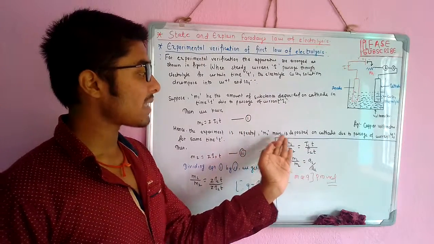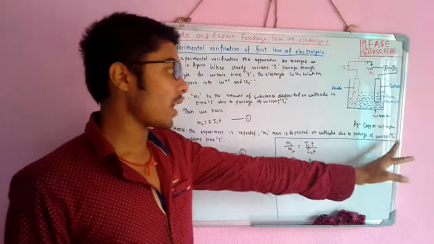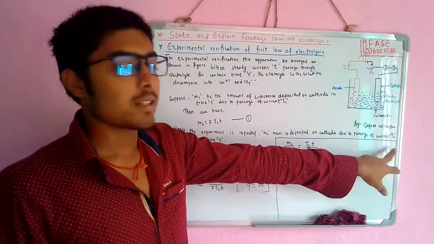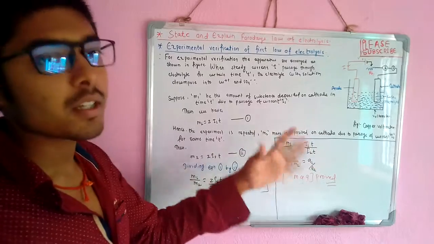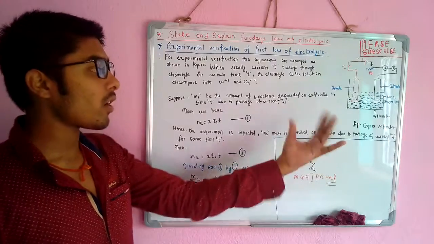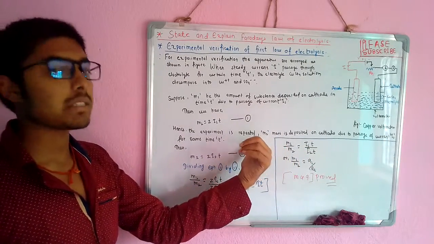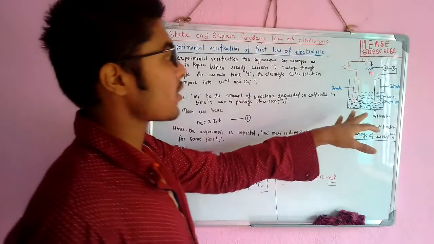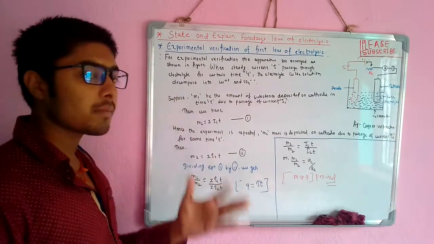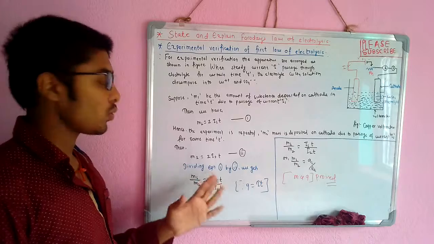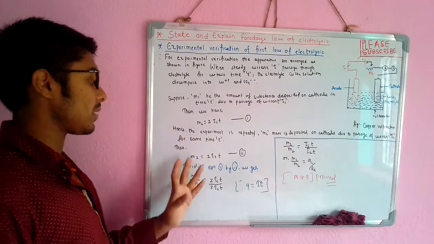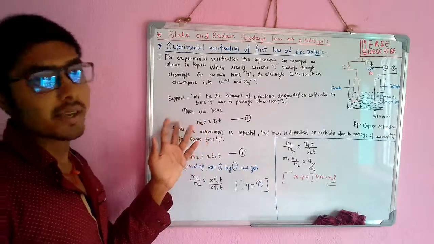Now mass M2 is deposited on the cathode due to the passage of current I2. We have just changed the current. Here it was I1 and there it is I2. The amount of current passing is changed. The time is almost the same, and when the current is changed, the mass is changed. That's why M2 mass is deposited on the cathode. And then from the same first law, M2 equals ZI2t. As t is the same, I1 and I2 are different, Z is a constant which will be the same, and the mass deposited is different. That's why here is M1 and here is M2.